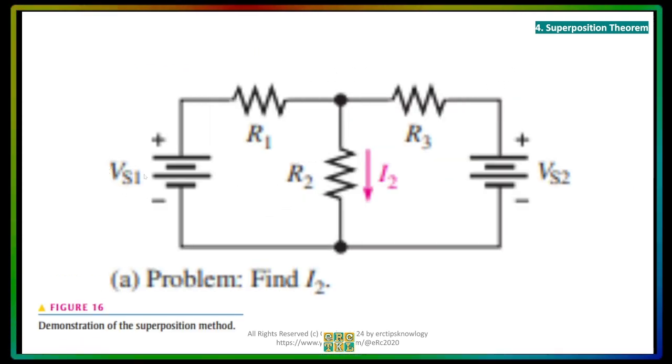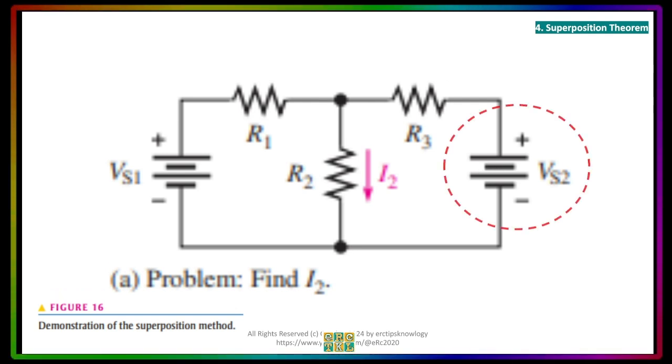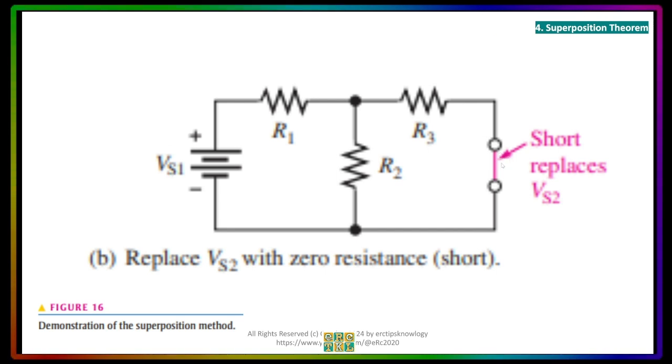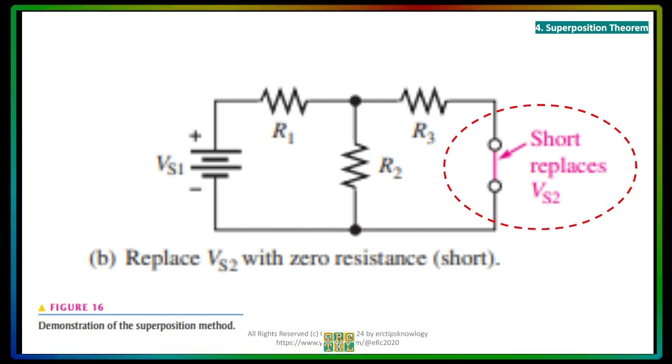So let's say we have this circuit. You will see that we have VS1 and we have VS2. The question now is, what is I2? We cannot just say that I2 depends on VS1, because it also depends on VS2. So how will we do this? We will use the superposition theorem by doing VS2 first. Let's cancel VS2 by replacing it with a short wire, so that we don't have any more VS2, and the resistance here will be 0.